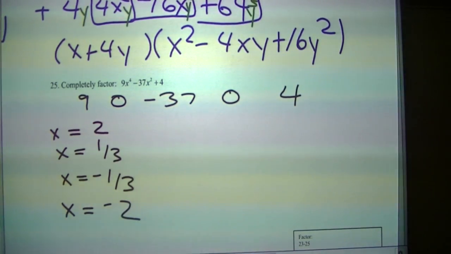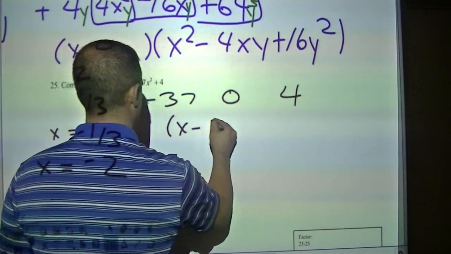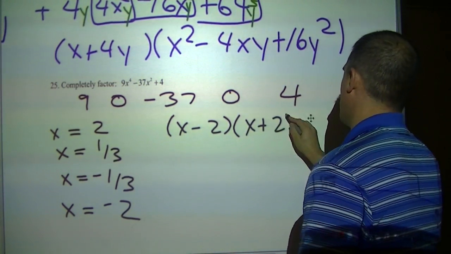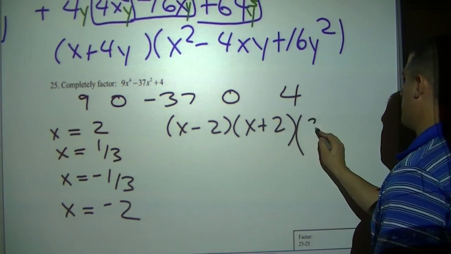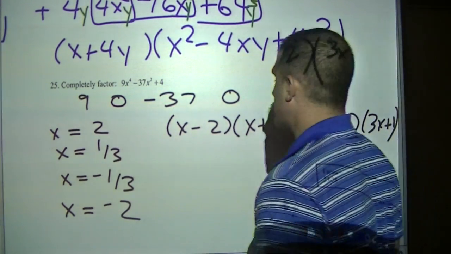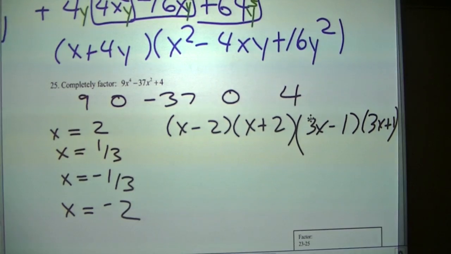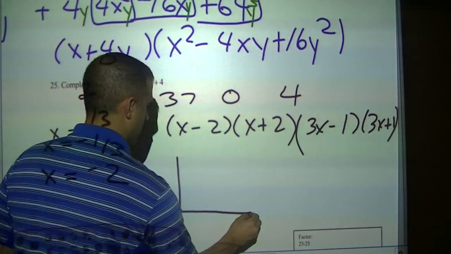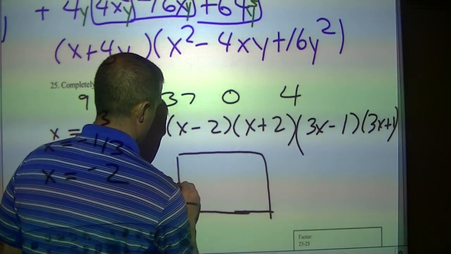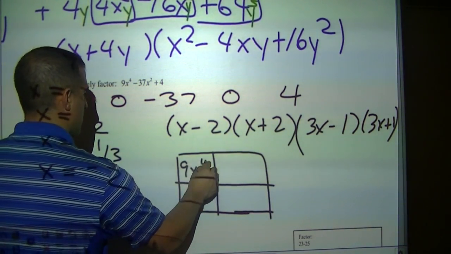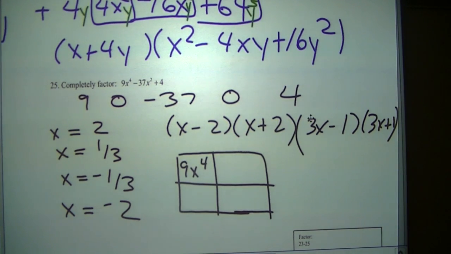Okay? So, as factors, I'll take care of the 2's first. That would be 3x minus 1, 3x plus 1. Okay? That's one way of doing it. If you want to use the boxes for this, I got 9x^4.